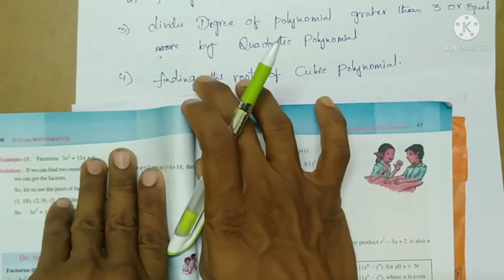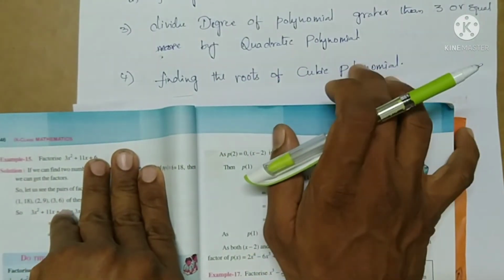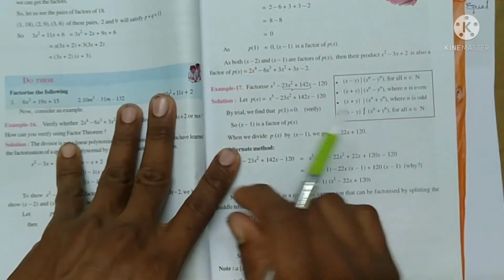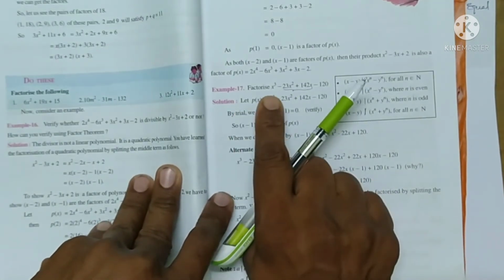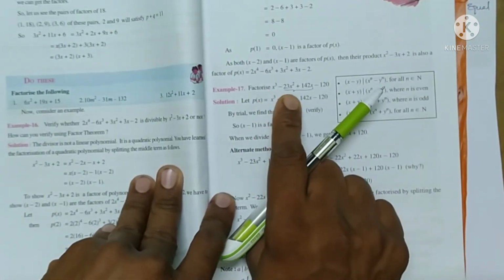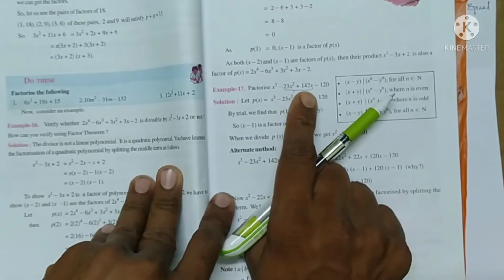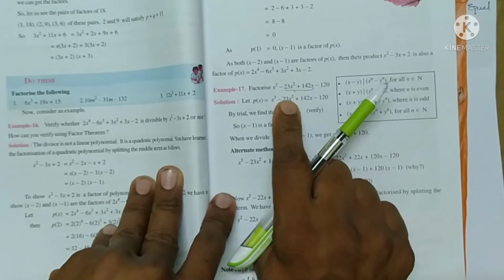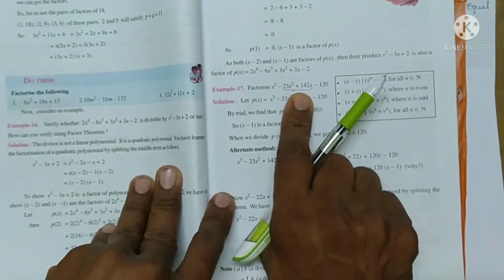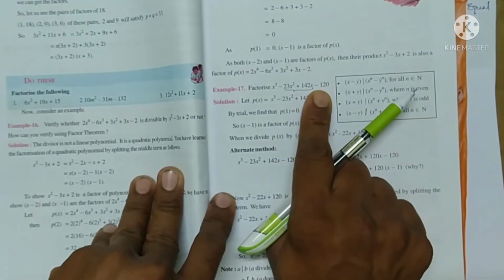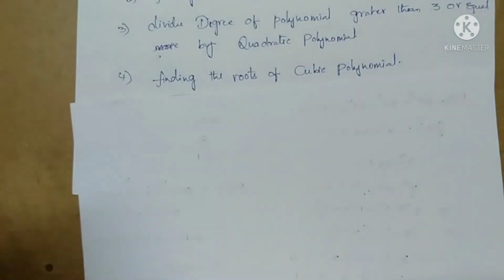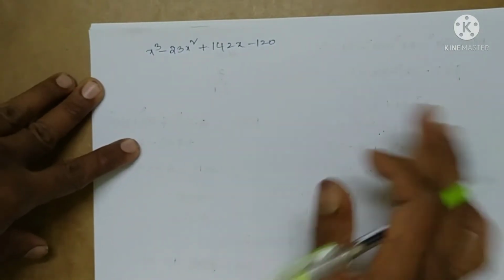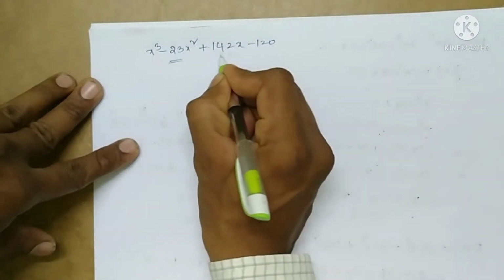So next topic, the fourth one: finding the roots of a cubic polynomial by using the middle term splitting method. So this is example 17. Factorize x cube minus 23x square plus 142x minus 120. So here we have to split the middle terms.